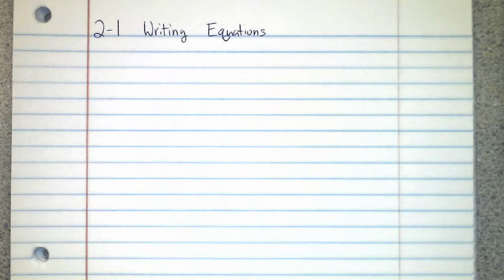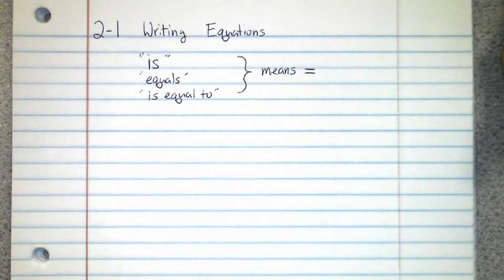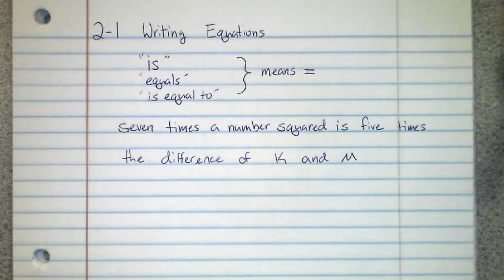An equation has an equal sign. Specifically, if you see the word is, equals, or the phrase is equal to, that means an equal sign. I'll show you some examples.